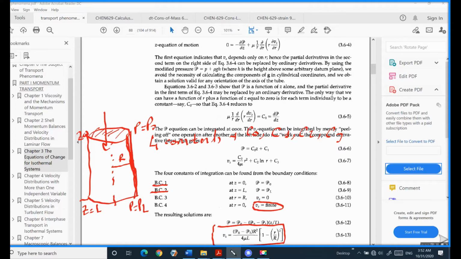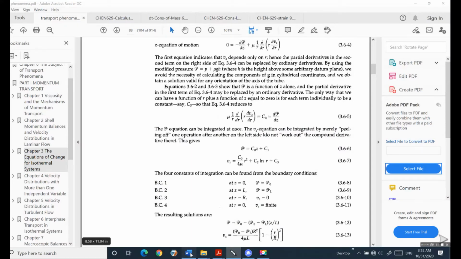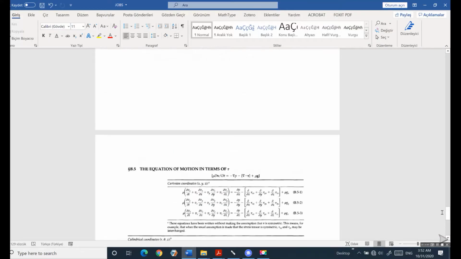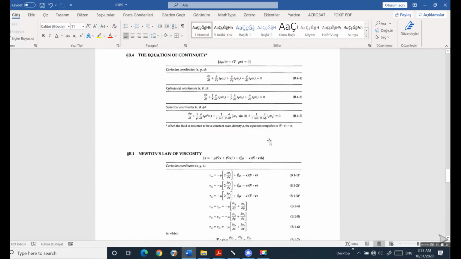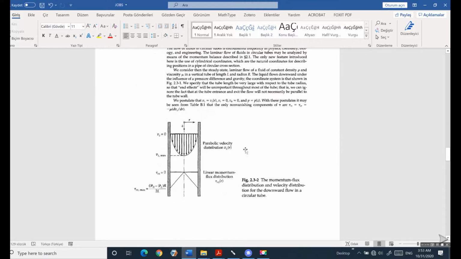So we obtain here a parabolic velocity distribution, because the velocity in the z direction is a function of r. So this is to obtain the velocity of this problem. So from here it is going to be the parabolic velocity distribution like this.